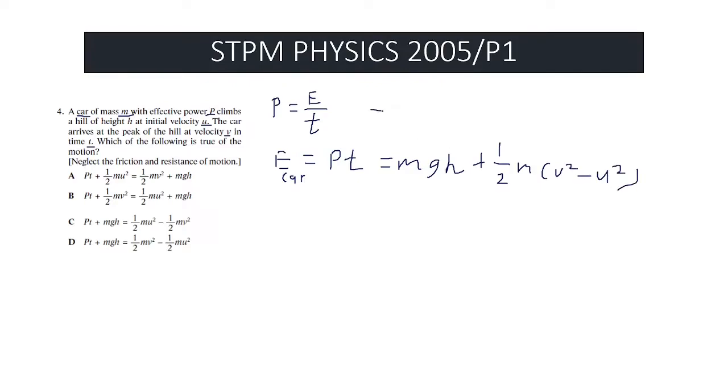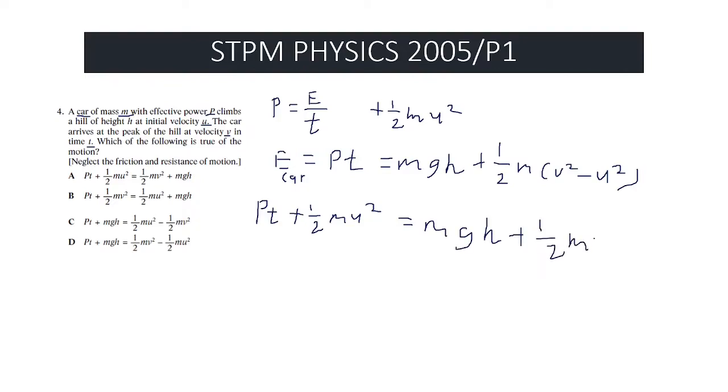If we add 1/2 mu squared to both sides, we will get Pt plus 1/2 mu squared equals mgh plus 1/2 mv squared. So our answer is A.